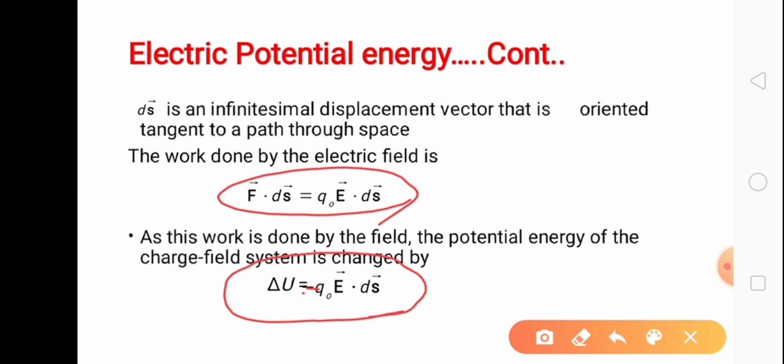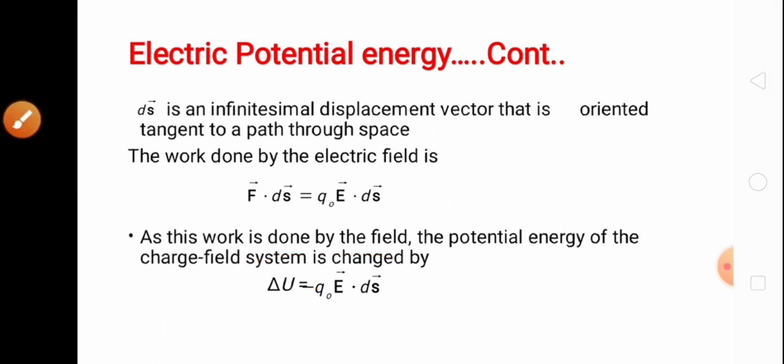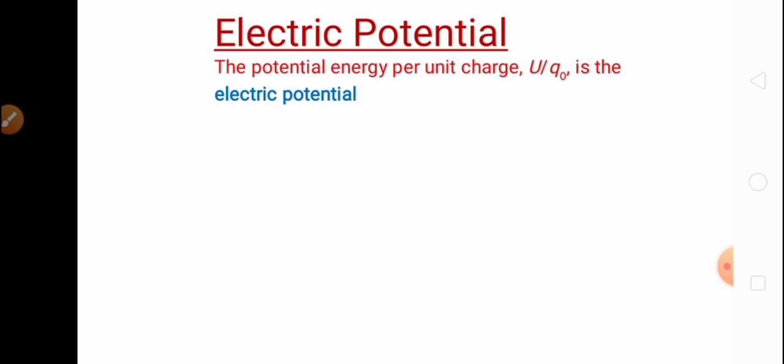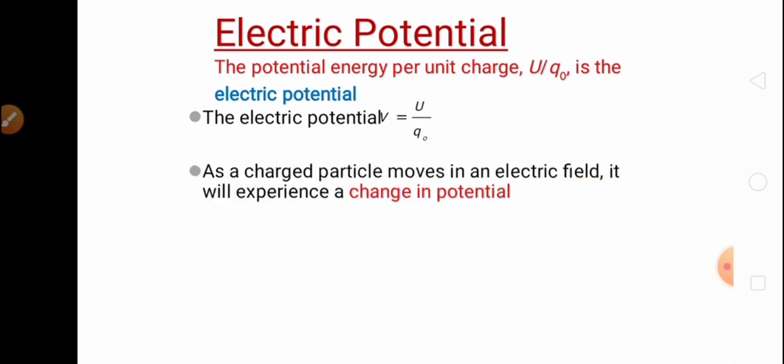Now, what is the potential then? Can you find the potential? So this is the change in potential energy. Now what is electric potential? The electric potential energy per unit charge. U by Q naught is the electric potential. Or what is change in potential? Del V. Del V is equal to del U by Q naught. Change in potential is equal to del U by Q naught.